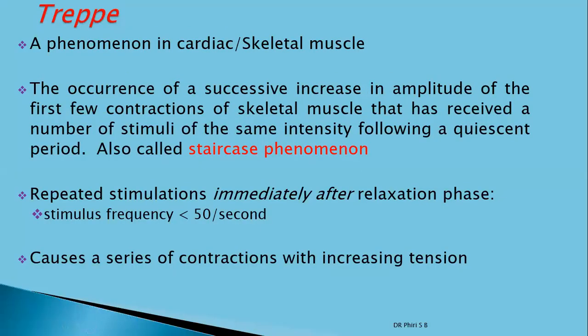Then the other thing that I would want you to understand is muscle treppe. So muscle treppe is a phenomenon in cardiac and skeletal muscles. It is the occurrence of successive increase in amplitude of the first few contractions of skeletal muscle that has received a number of stimuli of the same intensity following a quiescence period, also called the staircase phenomenon. So the staircase phenomenon is whereby when you're resting for a long time, much of the calcium from the sarcoplasm will be pumped into the sarcoplasmic reticulum, like in skeletal muscle cells.